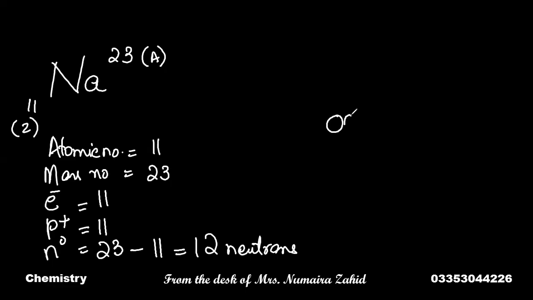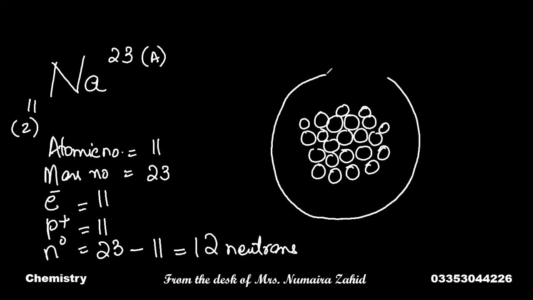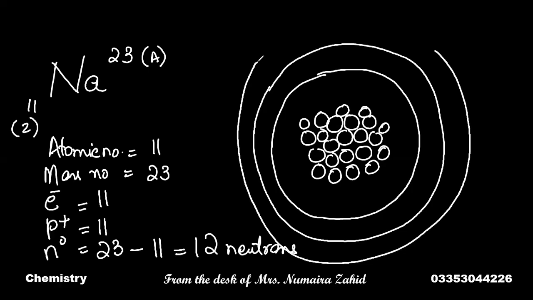So how many protons and how many neutrons are present? We have to make 23 particles: 1, 2, 3, up to 23. This is the nucleus of sodium. And there are 11 electrons. This is the first shell, this is the second shell, and this is the third shell of sodium.